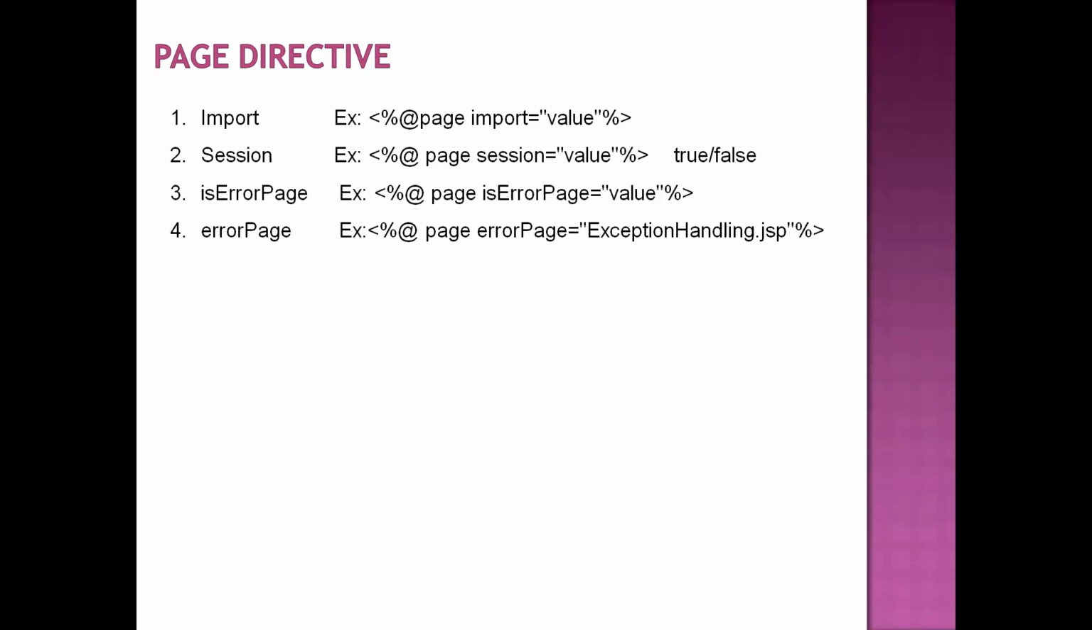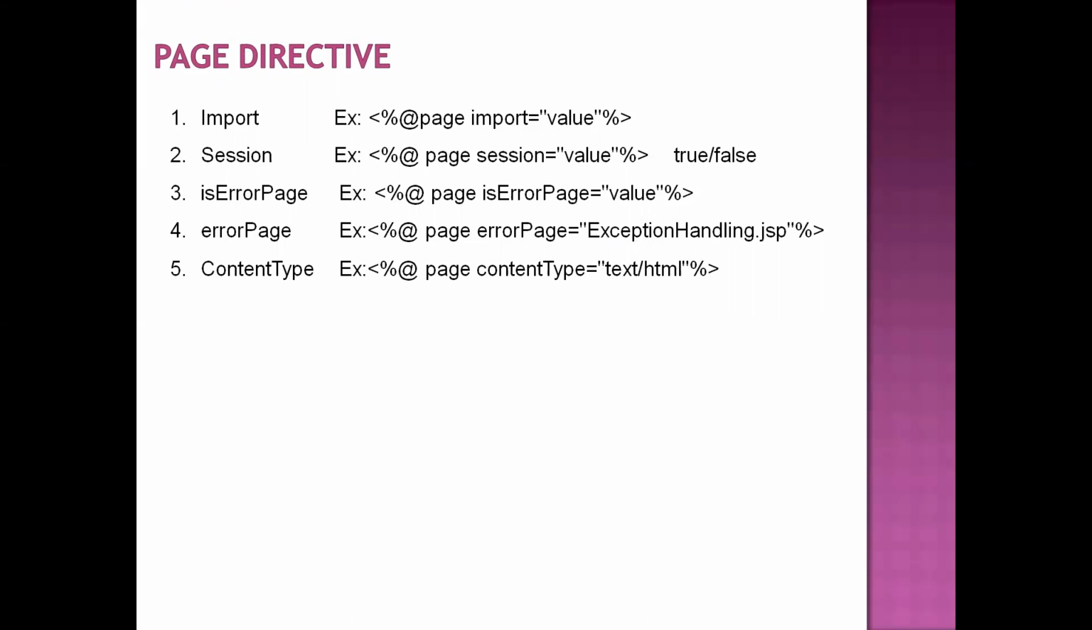Just assume that in my JSP page there is an exception. I want to send that exception to the other page to handle it. In that case, the URL of the page to which I want to send the exception, we need to specify here. And whatever page address you are specifying here, in that page you need to set the isErrorPage attribute value as true. Then only that page can handle your exceptions. So this is about the isErrorPage attribute.